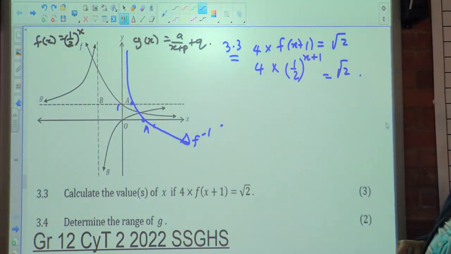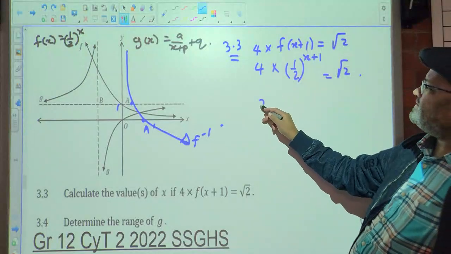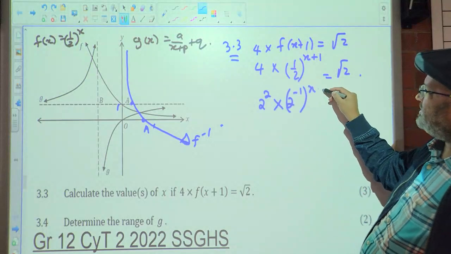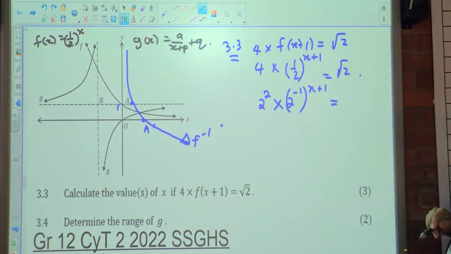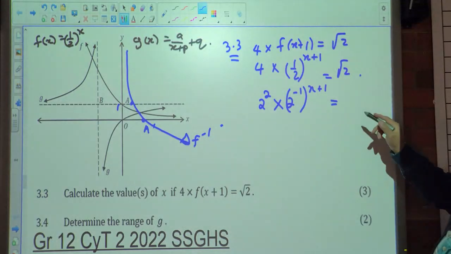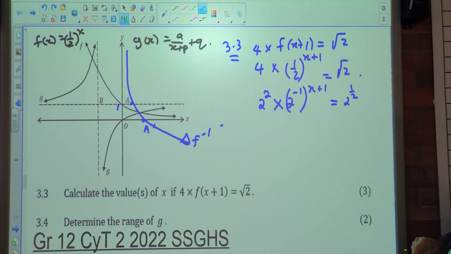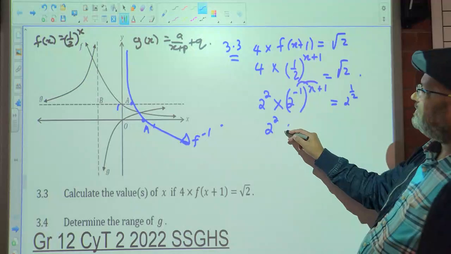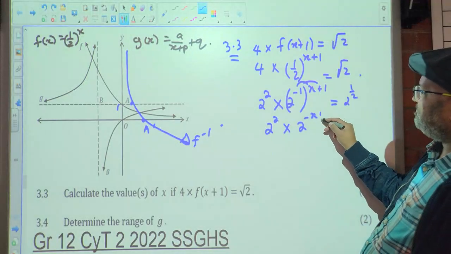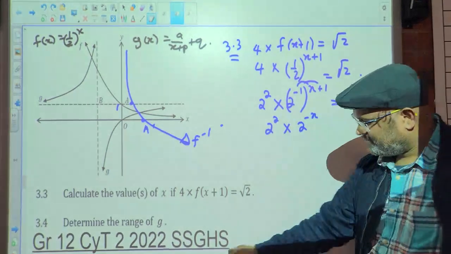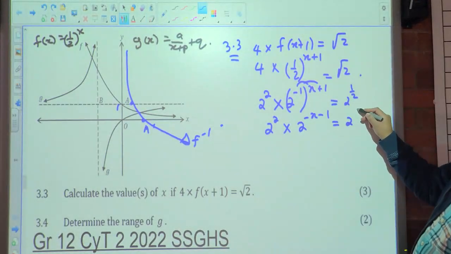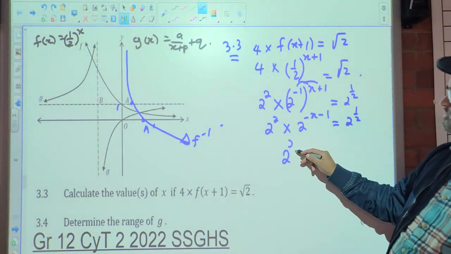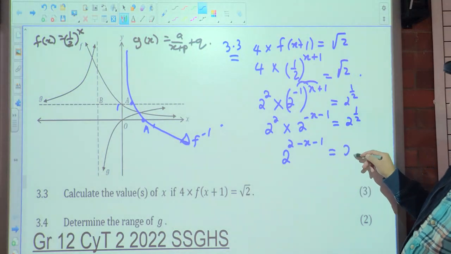Okay, so what do I do now? 4 can be written as 2 squared. Half can be written as 2 to the negative 1, raised to x plus 1. And the root of 2 can be written as 2 to the half. So it's 2 squared times 2 to the negative x minus 1 is equal to 2 to the half. When you're multiplying and the bases are the same, what do we do? Add the exponents. So it's 2 plus minus x minus 1 is equal to 2 to the half.